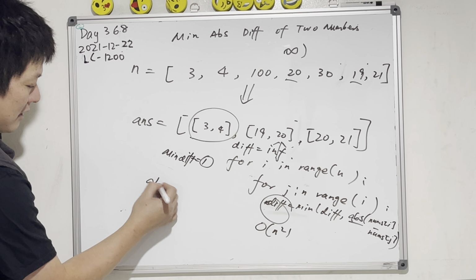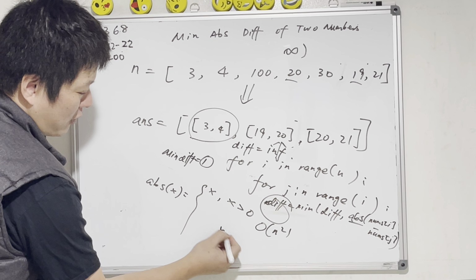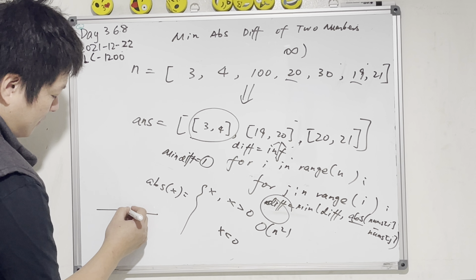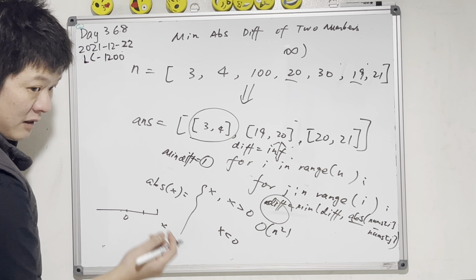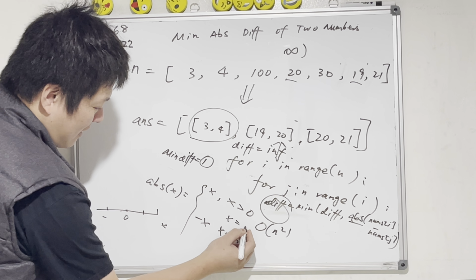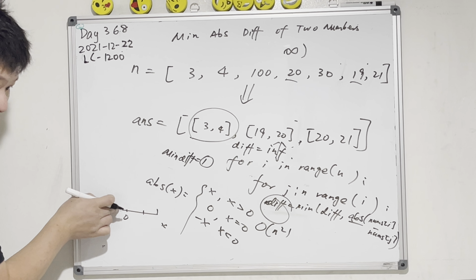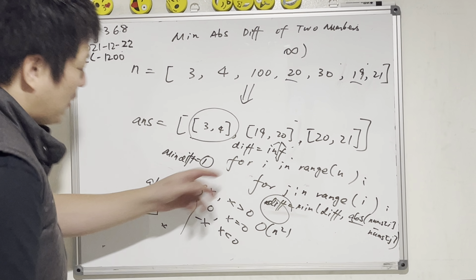What's ABS? Come on, you tell me. ABS is absolute value. When x is bigger than 0, it returns x. When x is smaller than 0, it returns minus x, and when x is 0, it equals 0. It's just the distance to 0. Yeah, absolute value. So this is O(n squared).